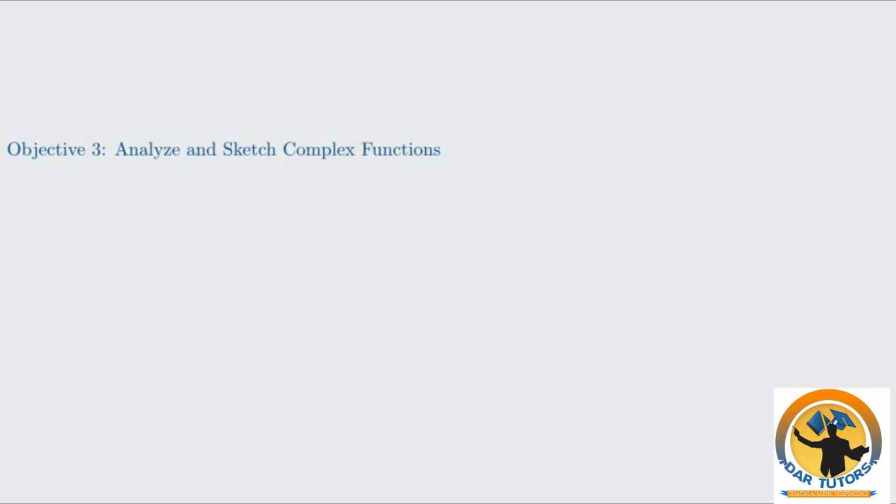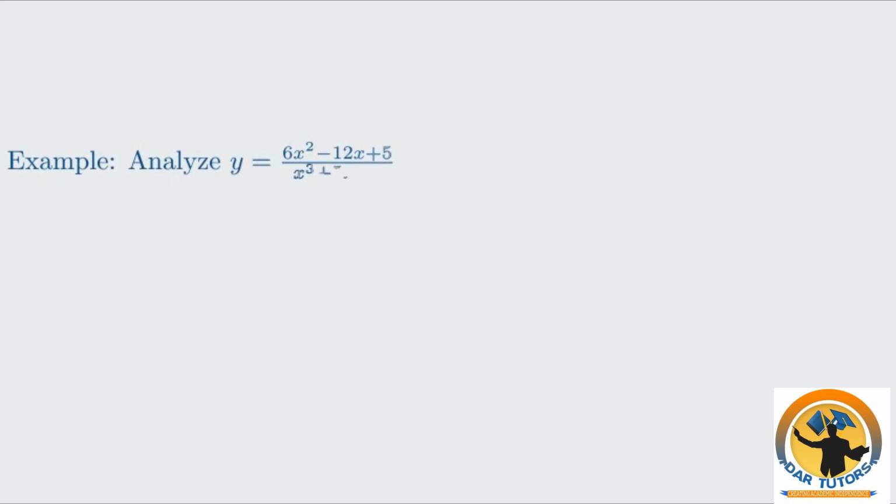We'll use a graphics calculator to investigate a function and identify its key features. Consider the function y equals (6x squared minus 12x plus 5) divided by (x cubed plus 5x minus 6), all plus 3.